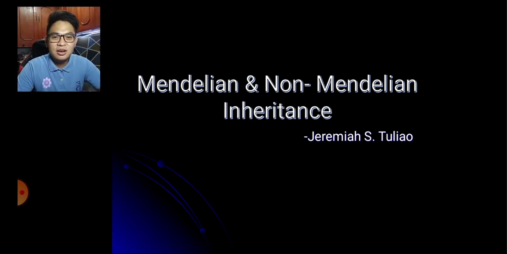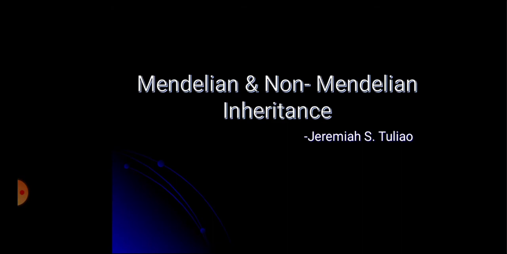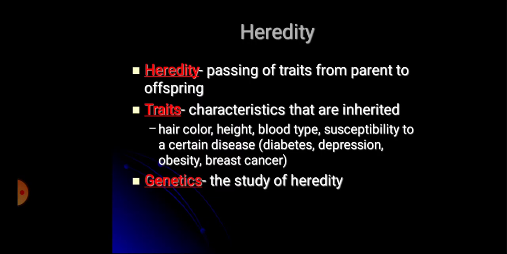And this morning, we will tackle the Mendelian and non-Mendelian inheritance. So first, let's tackle what is heredity. It is the passing of traits from parent to offspring. The traits are characteristics that are inherited, like hair color, height, blood type, susceptibility to a certain disease like diabetes, depression, obesity, breast cancer. Lastly, our subject matter, we call it genetics. It is the study of heredity, the study of passing of traits from parent to offspring. Okay? So, that meaning will give us the main idea of our topic.